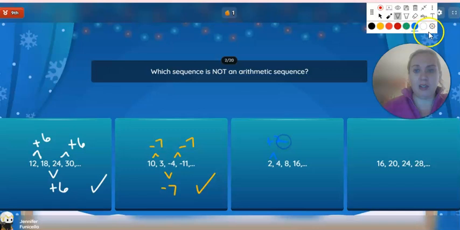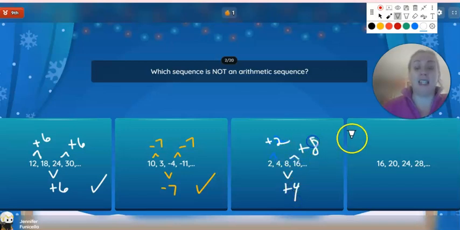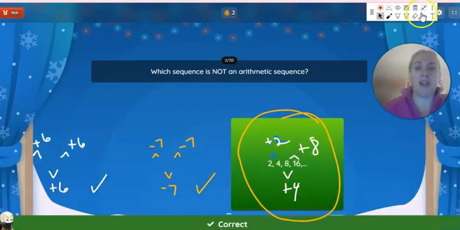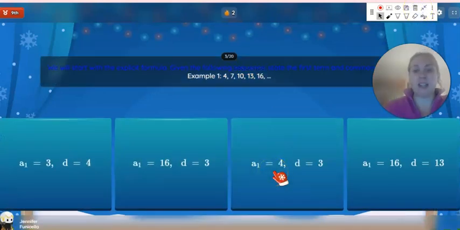Here we're adding 2 to get to 4. But then we're adding 4 to get to 8, and then we're adding 8 to get to 16. That's all over the place, so that is going to be our answer. That is not the same number each time. So I'm going to select that option and go to the next one.